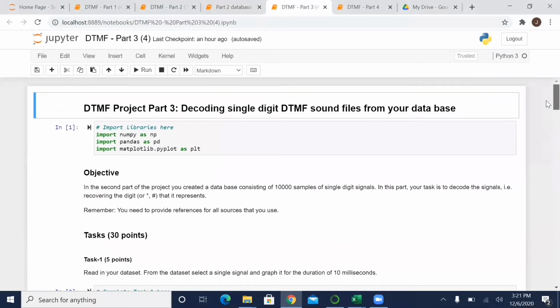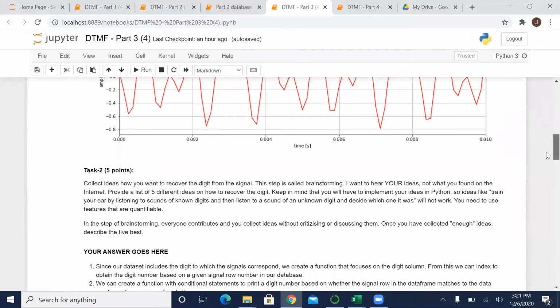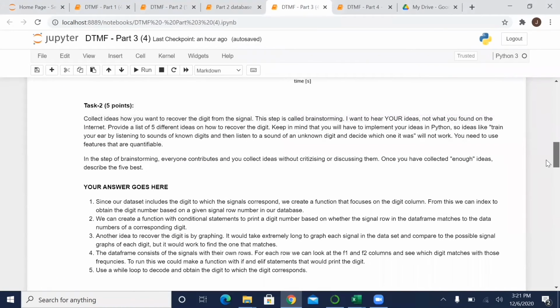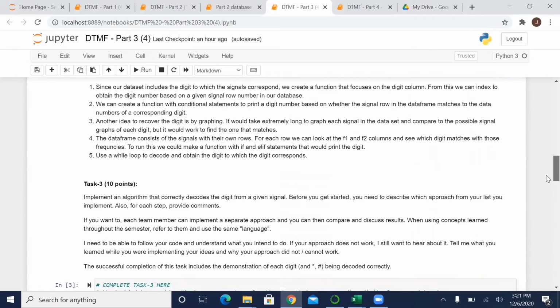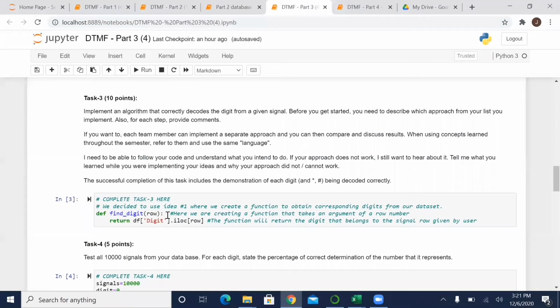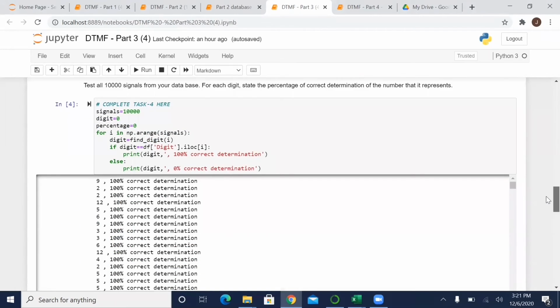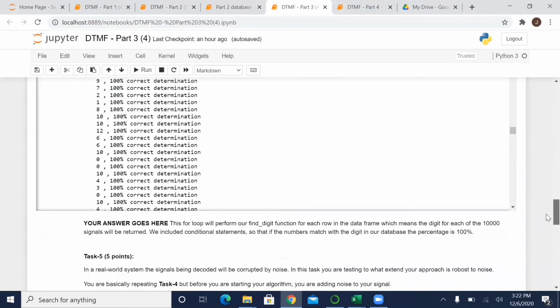Part 3 is where we practice obtaining the digit from the signals from our database. My teammate and I came up with many ideas, but we decided the best one would be to create a function where the digit is returned based on a given row of a signal in our database. The digit would be obtained from the column digit. The percentage of correct determination is also returned, as can be seen here.